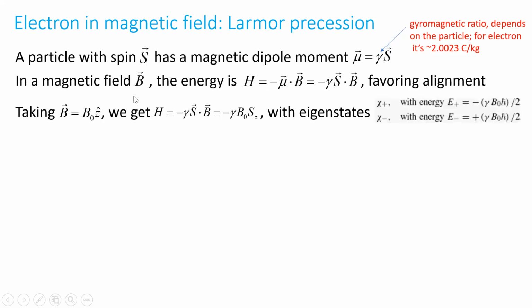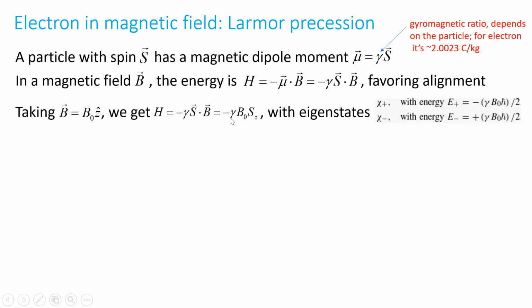Okay, so let's take a particular B. We'll just say it's in the z direction. We usually use the z direction. So it's B naught z hat. So we get H equals minus gamma times s dot B, where s is sx, sy, sz, but B only has a z component, which is B0. So it picks out Sz, and we get minus gamma times B naught times Sz.